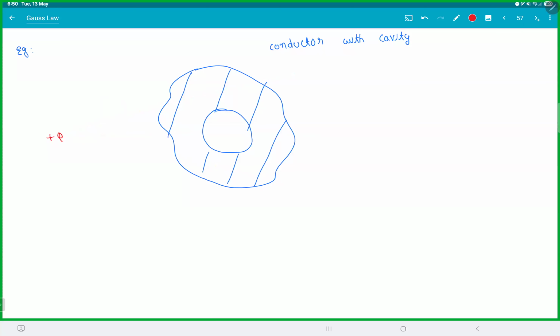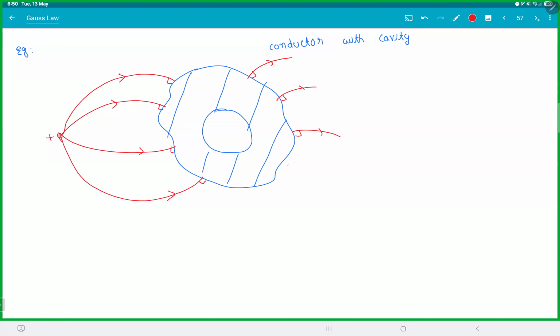Why? The field inside the conductor is zero. So the field lines will go like this. They will enter the surface perpendicularly. They will leave the conductor perpendicularly. And since there are no field lines inside the conductor, you will find there are no lines inside. None of the lines will enter the cavity, because the conductor will block any line from entering inside, so you'll not get any field lines.